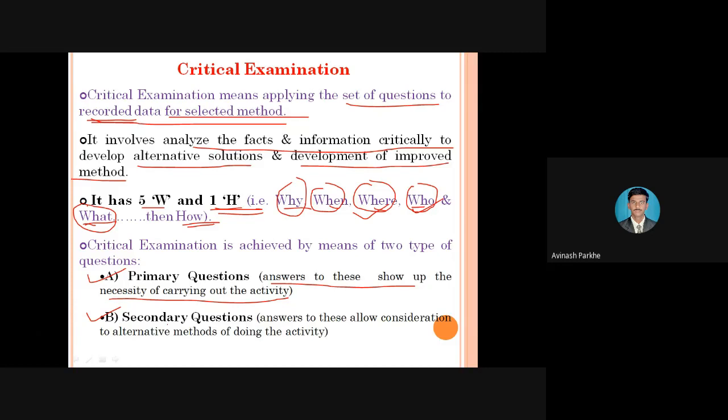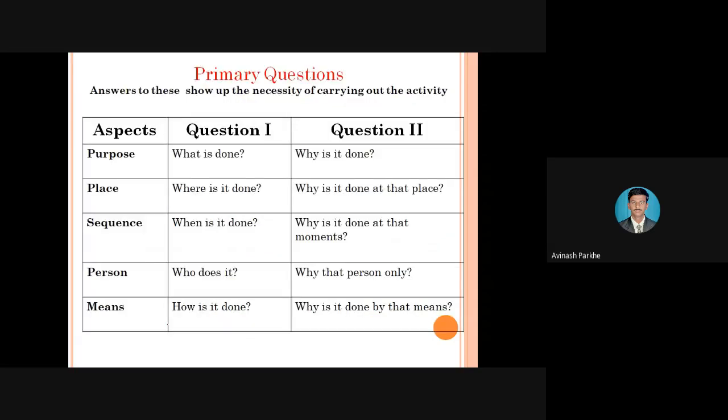Therefore, please keep in mind, in case of critical examination, we are asking a set of questions. Therefore, this particular method is called critical examination. In that, we are asking the 5W and 1H questions. 5W means why, when, where, who, and what. These are the 5W questions, and there is only one H, and that capital H represents how. Okay, so such types of questions will be asked in the critical examination. In addition to that, there are 2 types of questions: one is the primary question and another is the secondary question. Now in detail, we'll discuss the primary questions.